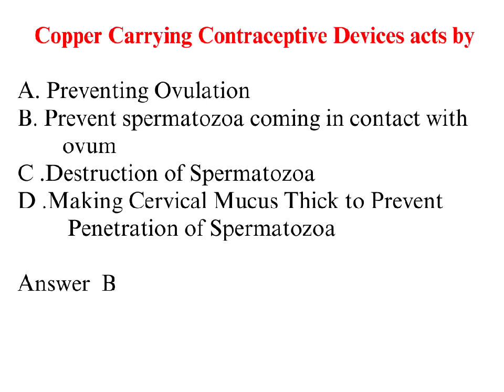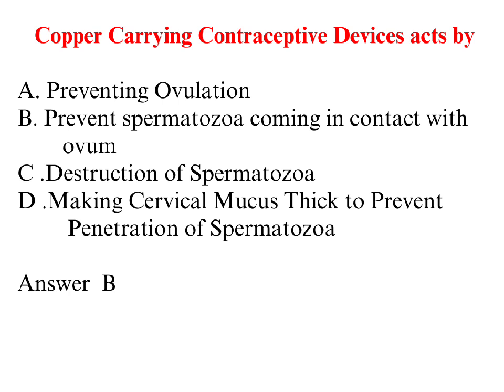Next question. Copper carrying contraceptive device acts by. Answers are A, preventing ovulation, B, prevent spermatozoa coming in contact with womb, C, destruction of spermatozoa, D, making cervical mucus thick to prevent penetration of spermatozoa. Okay, again you read the question. Copper T. Contraceptive device. This is an intrauterine contraceptive device.